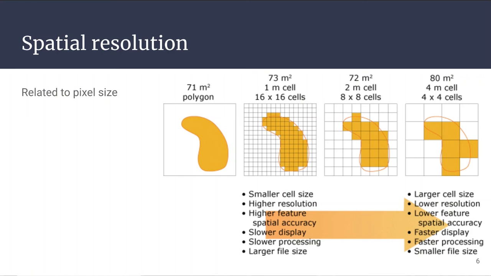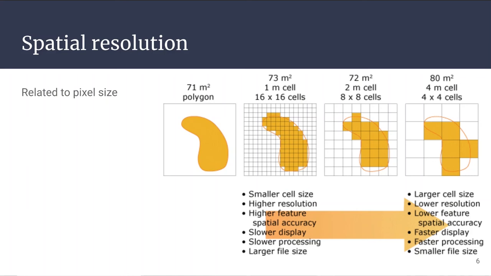Low resolution, again, has large cell sizes, which is generally not good for accuracy and precision and really representing your phenomenon well, but you do get faster processing and display. So it doesn't always make sense to use as high a resolution as possible. Sometimes there are constraints in storage or processing or time that it might just make more sense actually to prefer lower resolution data.